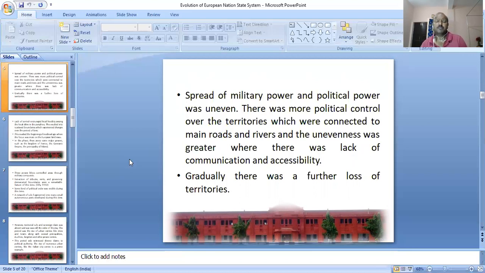So that's why the spread of military power and political power is uneven, because all places which were conquered at that point of time did not have the same kind of communication and access to the mighty empires. Because there was a communication problem, even if the land was conquered, there was a further loss of territories because it could not be preserved further. Why could it not be preserved? Because there was no question of continuing the military presence because of the inaccessibility of the land itself.